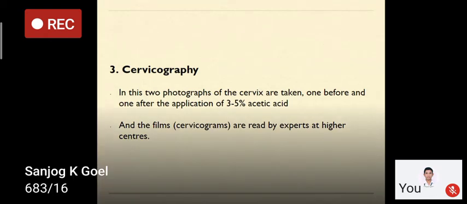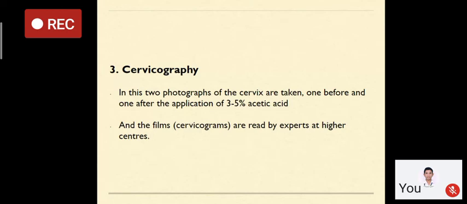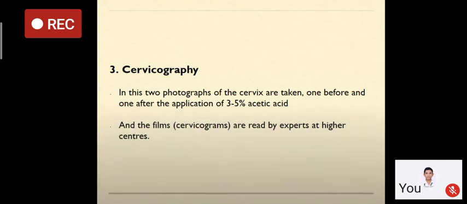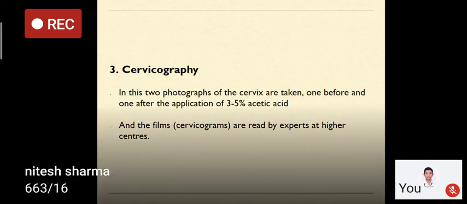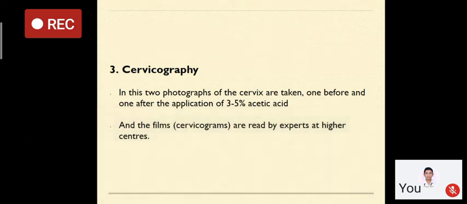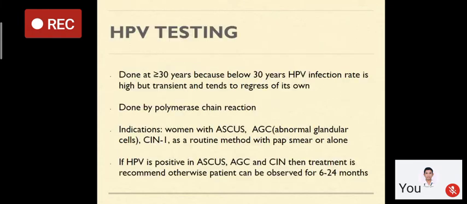And the films, cervicograms, are sent to the expert at a higher center. So it is in a low resource setting where pathologists are not present to read the slide. Again it is VIA only, visual inspection using acetic acid. Here the peripheral health worker takes a picture of the cervix before and after application of acetic acid, and it is sent to an expert at the higher center for later interpretation. These pictures are known as cervicograms. The principle is the same, application of 3 to 5% acetic acid.